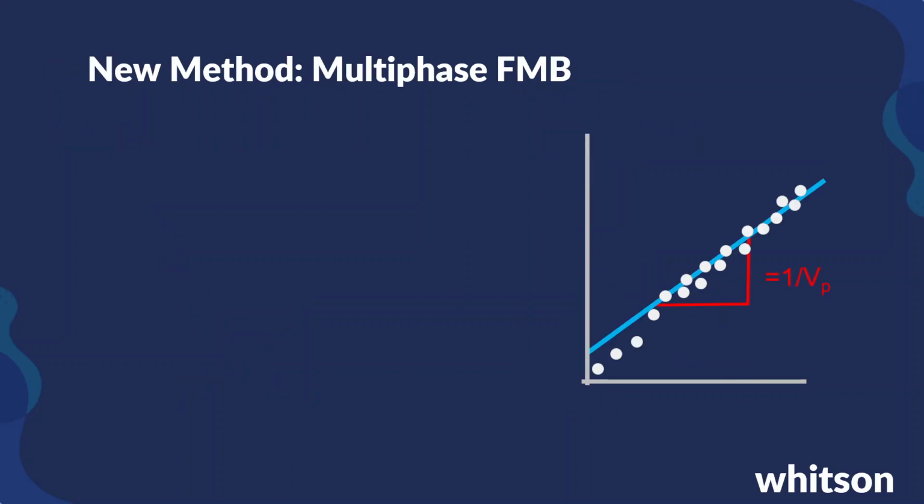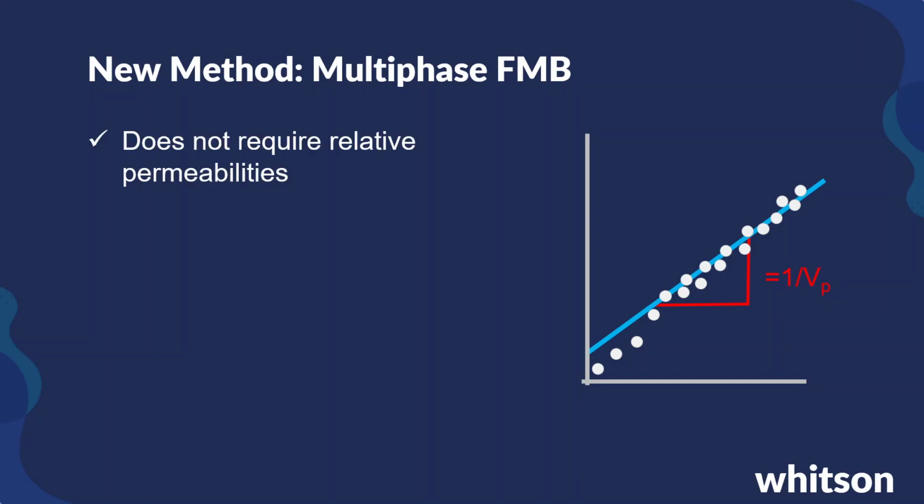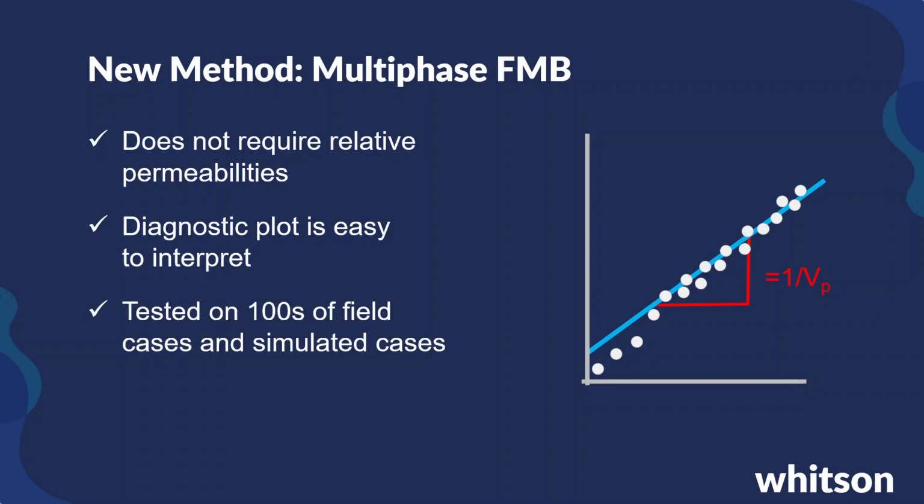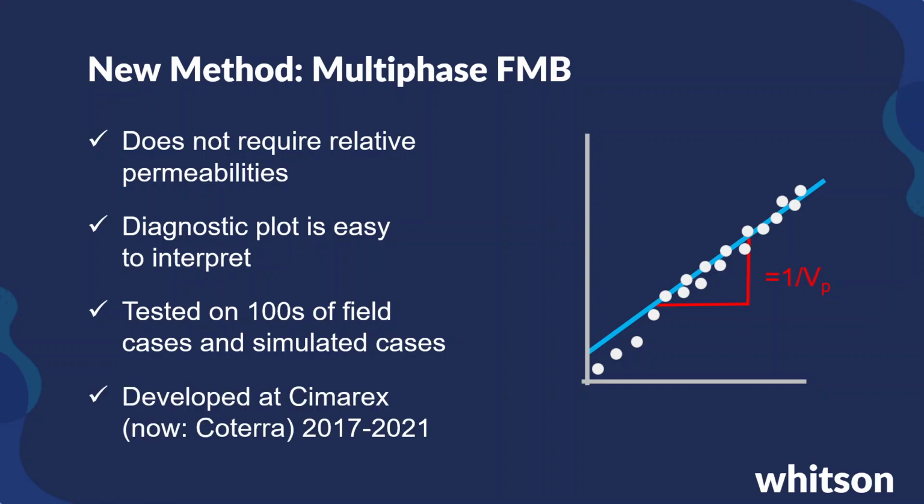This new multiphase flowing material balance method does not require relative permeabilities. It has a diagnostic plot that's easy to interpret. And it's also tested on hundreds of field cases and simulated data, so we know it works. And it was developed by Simrex or Quotera from 2017 to 2021. And in all simplicity, the slope that you saw in the diagnostic plot in the software itself is just inversely proportional to the pore volume.